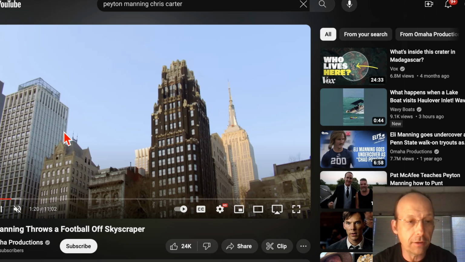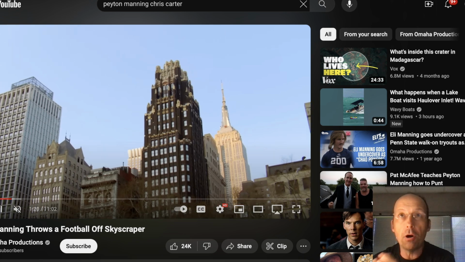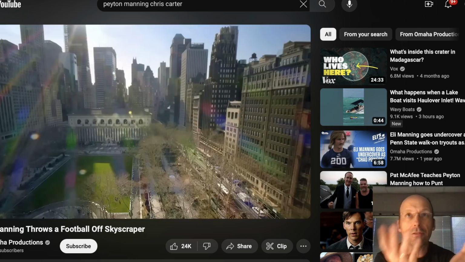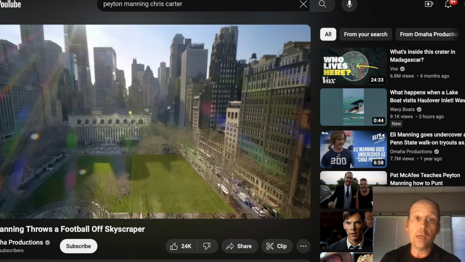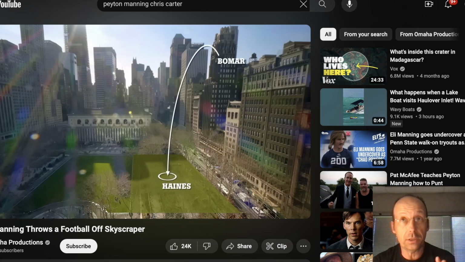I'm just going to show you a little part of this because this is what we want to model. We want to model how you would throw a ball off of a building like this. They're going to throw it off this one particular building. I can't remember the name of it. And they want it to go into this park and have someone catch it. And there's a whole bunch of great physics questions here.